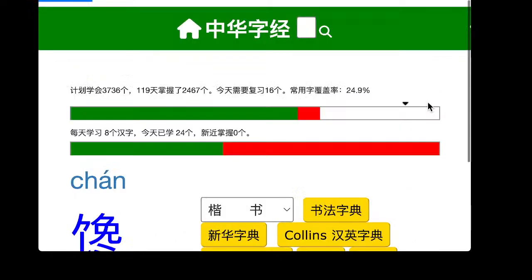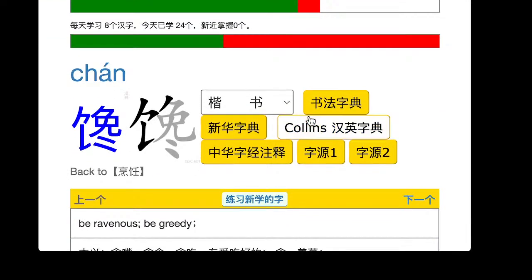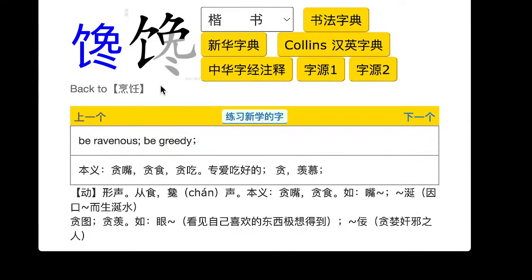So next one. 请练习今天新学的字。馋. 馋 means greedy or ravenous, that you see somebody have something and then you desire it, you want it too. Originally it specifically meant food. So you desire food that somebody has, and you want to eat it too. But of course later it just referred to greedy in general.